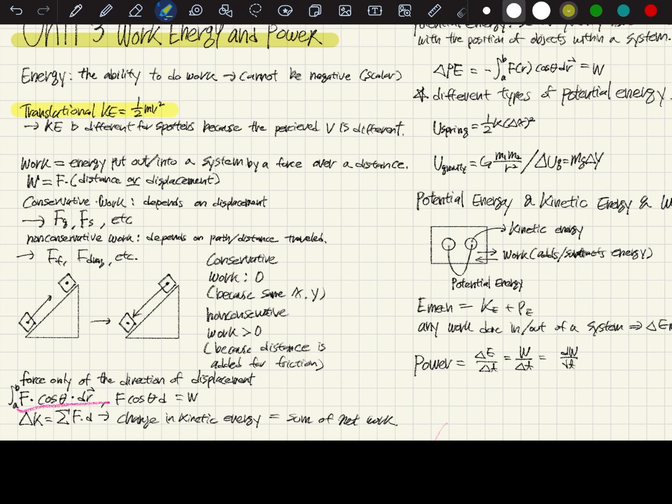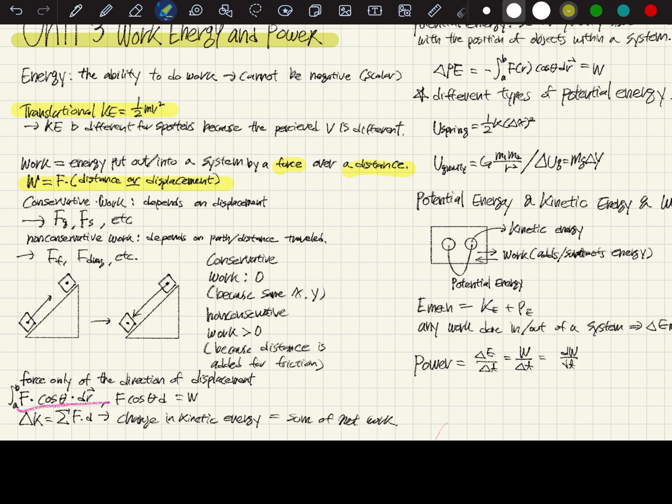So, the work done by something is the energy put in and out of a system by a force over a distance. Both force and distance are quite important, and you would have that equation: work equals force multiplied by distance or displacement. This is important because we usually need to take those things as two different entities. That's important because we're going to talk about conservative work and non-conservative work.